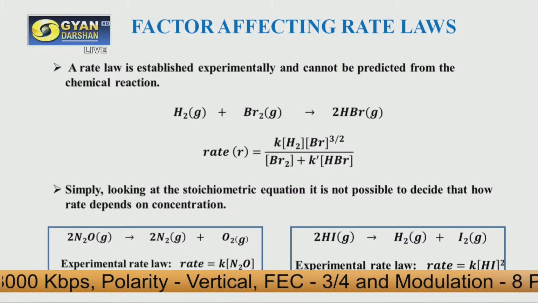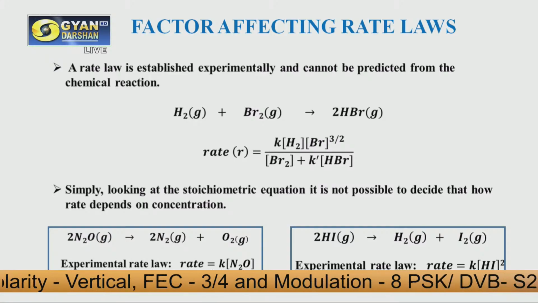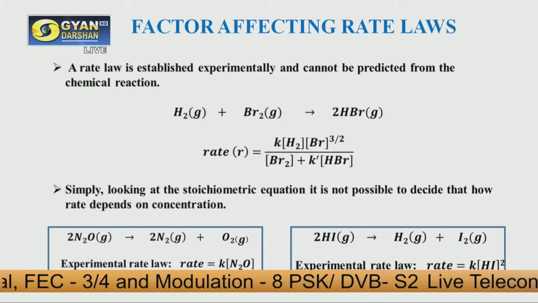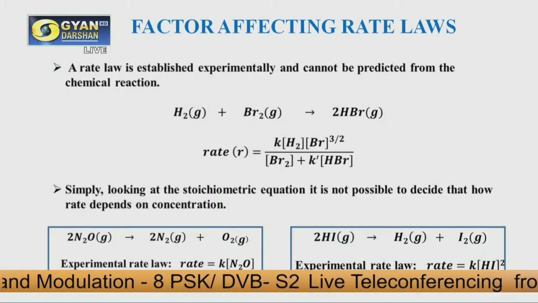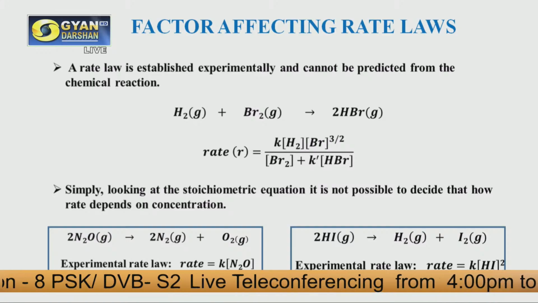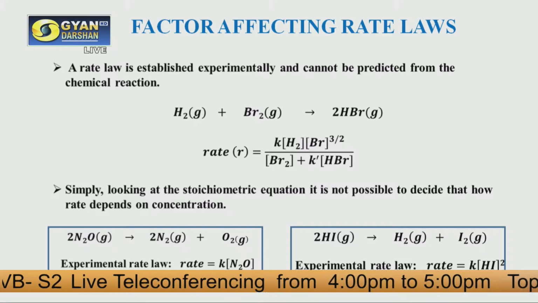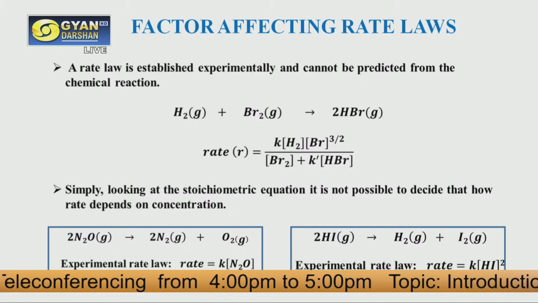Nitrous oxide gives nitrogen and oxygen. Rate is simply K into N2O. Means if you look at the stoichiometric equation, it should be K into the concentration of N2O to the power 2, but it is not the case.